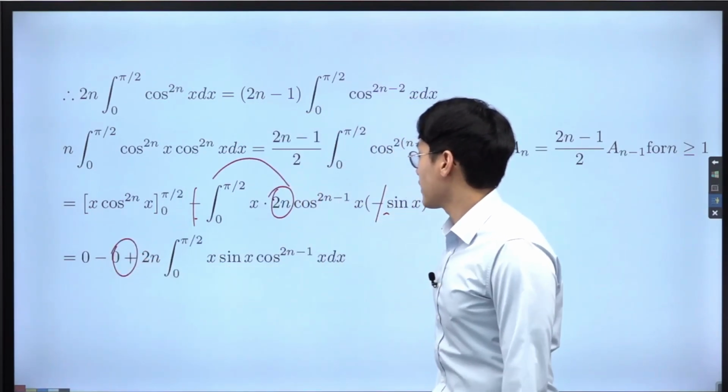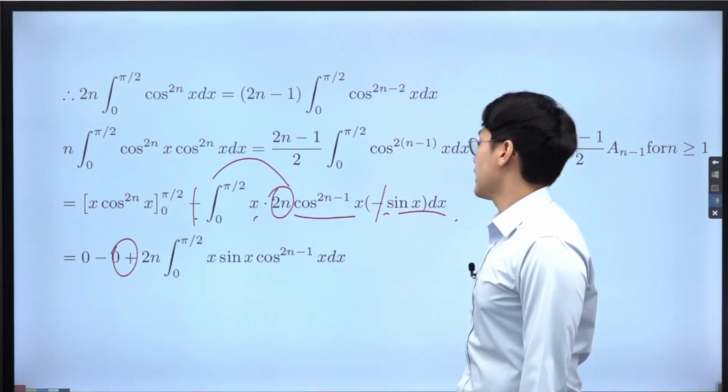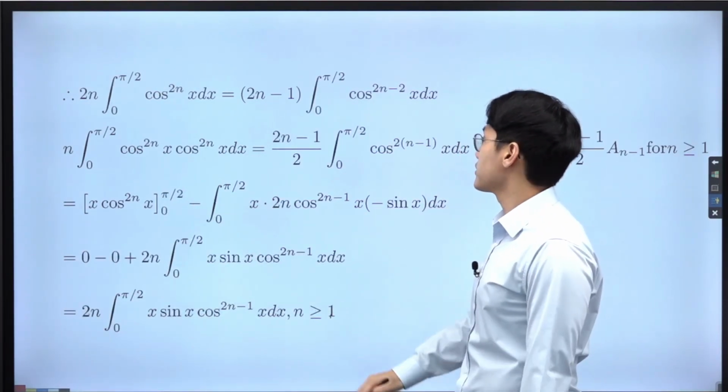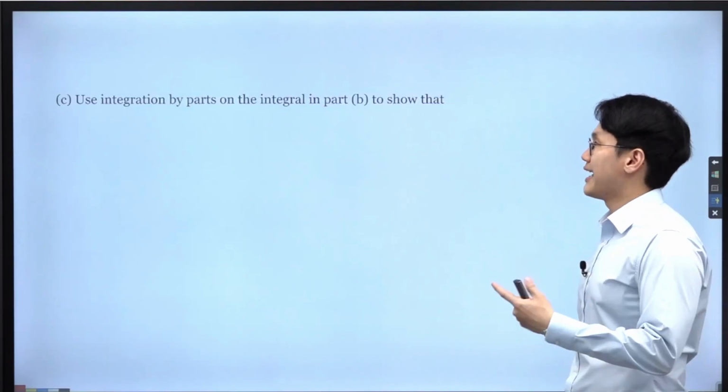I got that. So now I have the product of x, cosine 2n minus 1, and then the sine x as desired, okay? That's great, and that's what we have, right? So that's another expression for the a_n. So now we have an expression for a_n in a recursive form as well as an integral.